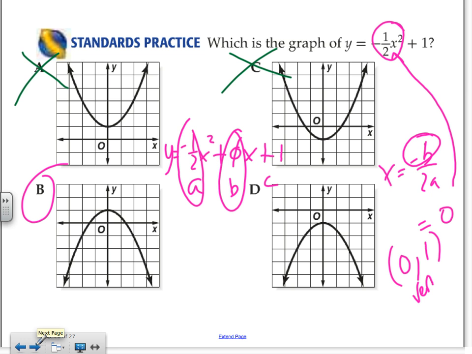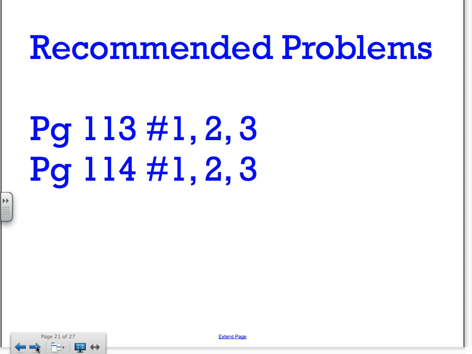You can always find the vertex that way, right? x equals negative b over 2a. Okay? All right, that's it.